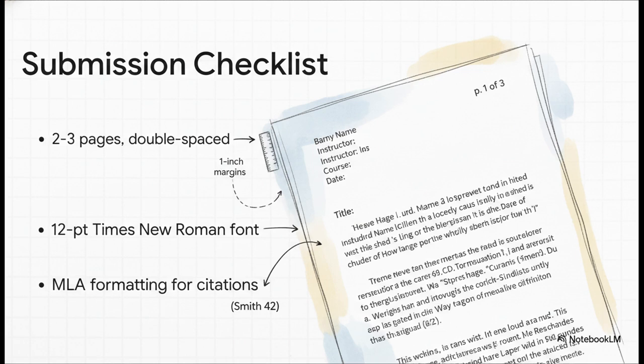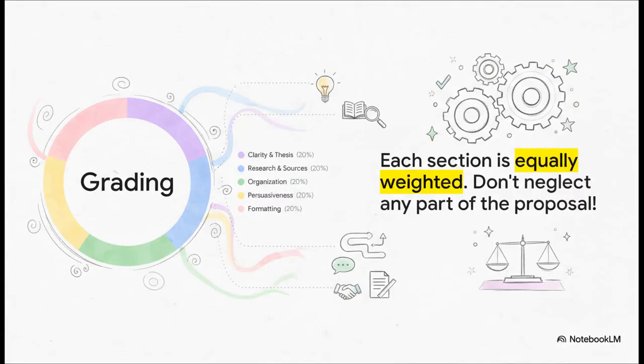A clean, professional-looking document immediately signals to your professor that you are a serious and careful scholar. And that professional polish really, really matters. I mean, look at this grading breakdown. Your thesis, your research, your organization, your persuasion, and even your formatting are all weighted equally. They're each worth 20%. This means you absolutely cannot afford to neglect any single section of this blueprint. Every single part counts just as much as the others.